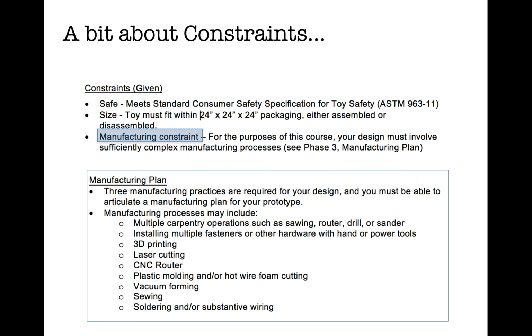So you need at least 3 manufacturing practices, and those manufacturing practices may include multiple carpentry operations, multiple fasteners, 3D printing, laser cutting, CNC routing, plastic molding and or hot wire foam cutting, vacuum forming, sewing, and soldering or wiring. So make sure that you have at least 3 of these operations in your toy design. We'll be going over more of these operations later in the course, but for right now, you've been through most of the carpentry, and we'll be doing 3D printing, laser cutting, and CNC routing.